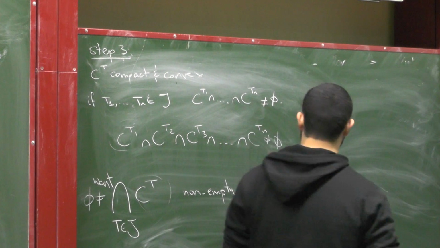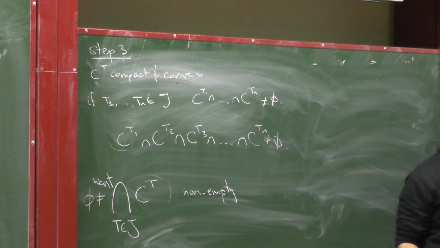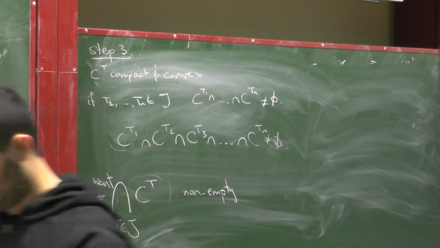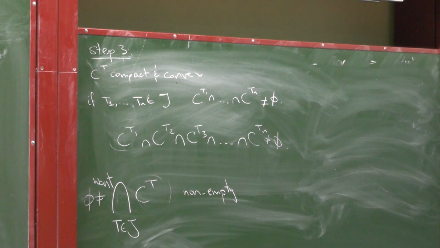So, should I remind what the finite intersection property is, or I don't think so, right? Okay.